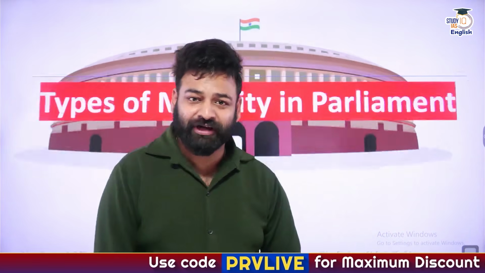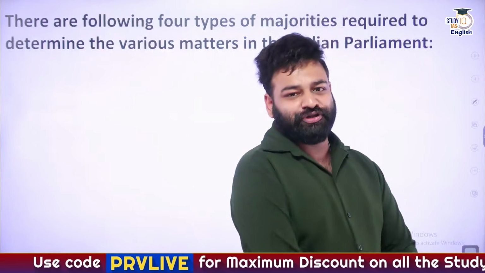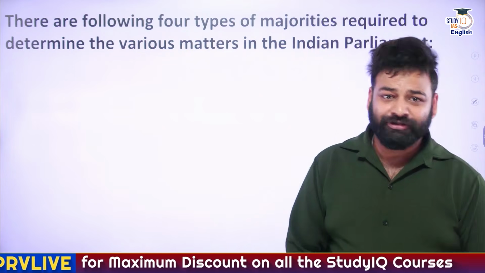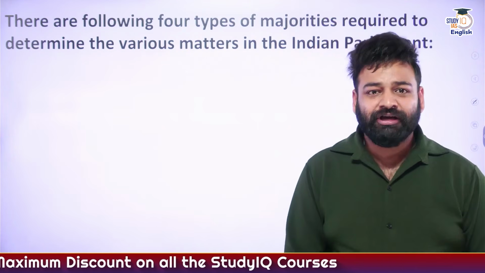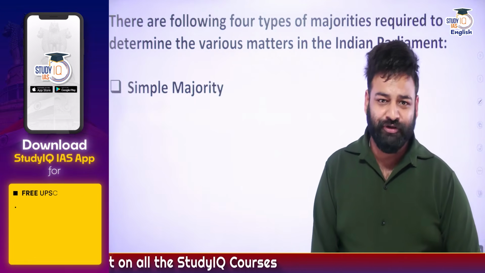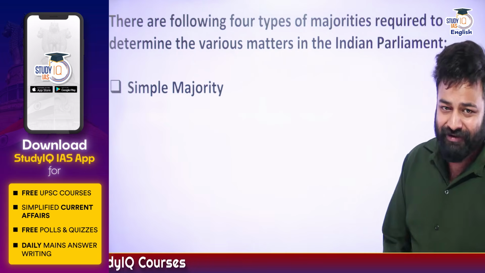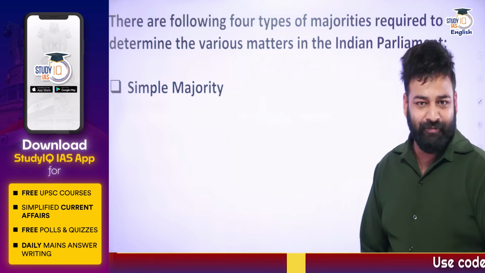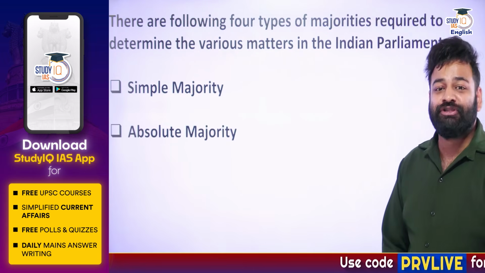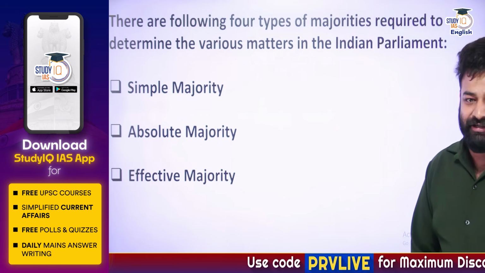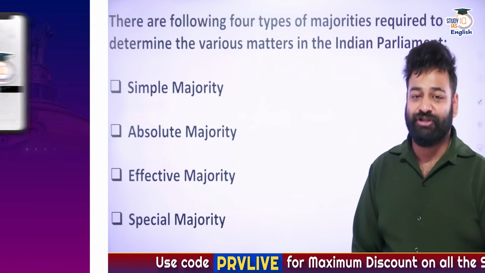So stay tuned. When we talk about the types of majorities in the Indian Parliament, there are four types of majority. The first one, obviously, is here in front of our screens: the simple majority. Second, the absolute. Third, the effective, and finally the special majority.